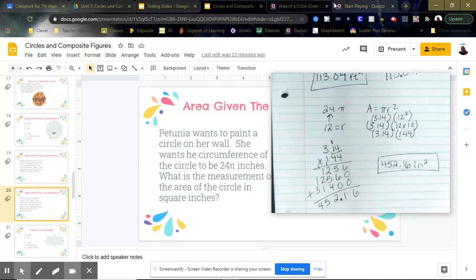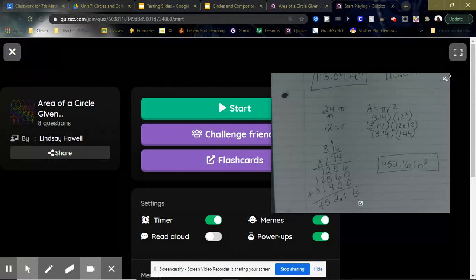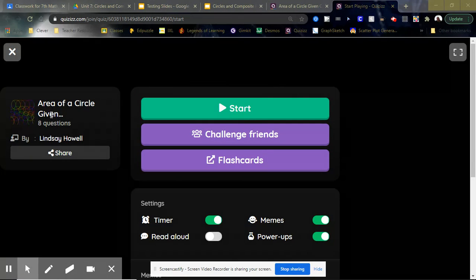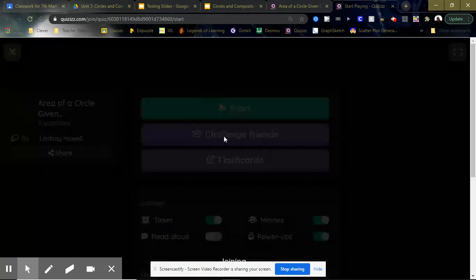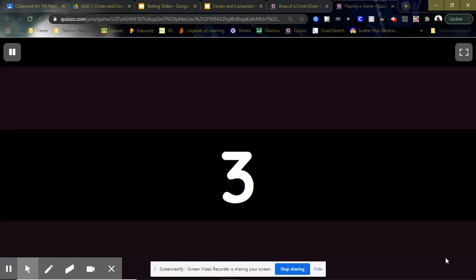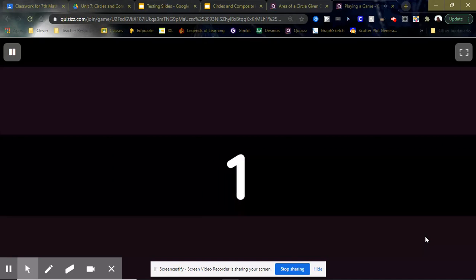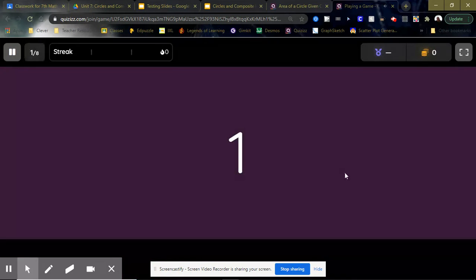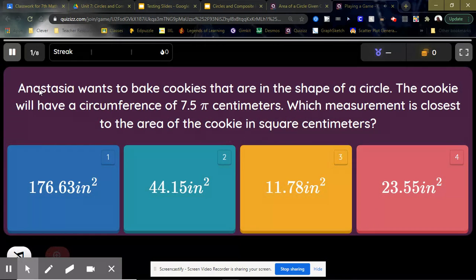Our assignment today is a quiz. It's the area of a circle given the circumference. When you start, it's going to look like this, with problems that look exactly like what we just did. Anastasia wants to bake cookies in the shape of a circle. The cookie will have a circumference of 7.5 pi centimeters. Which measurement is closest to the area of the cookie in square centimeters? You need to take half of 7.5, square that, and then multiply by 3.14.